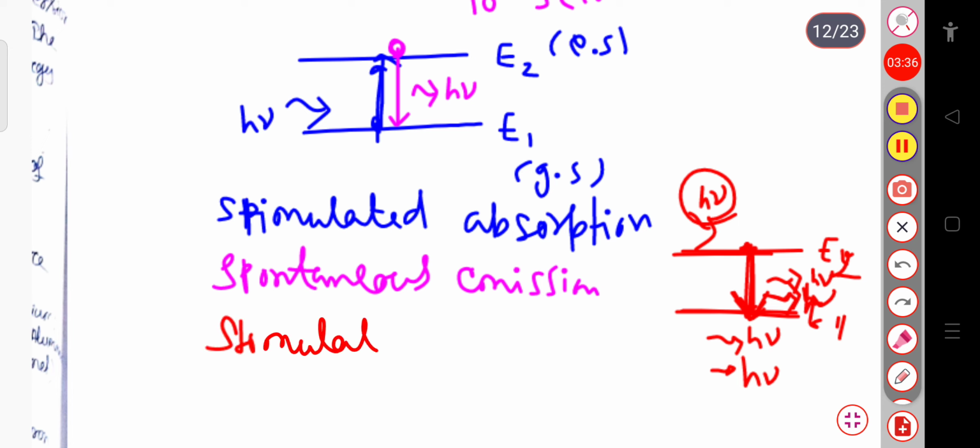The word stimulated is used because we are stimulating the atom so that the radiation will occur.